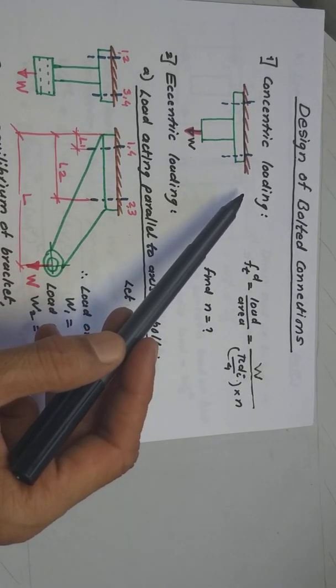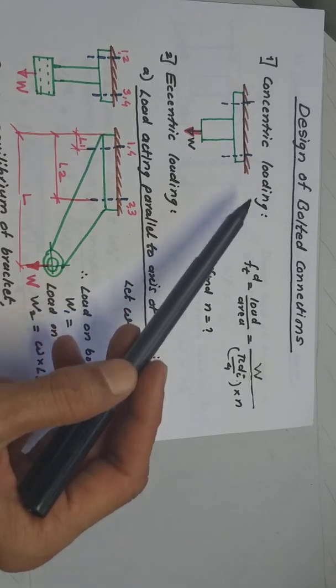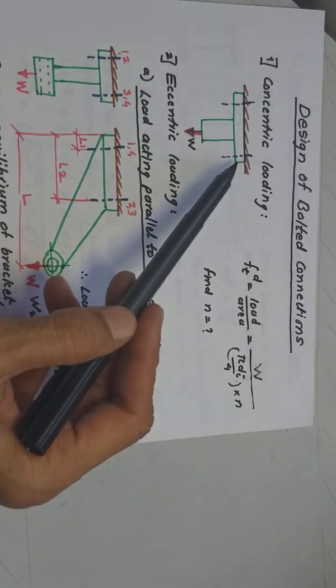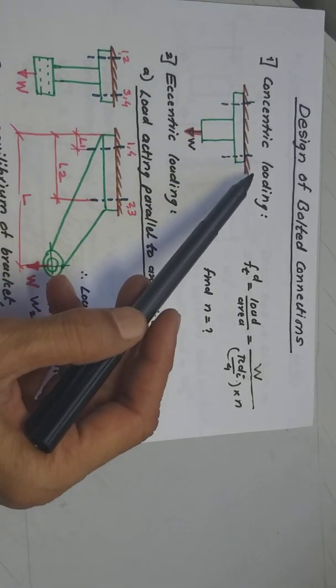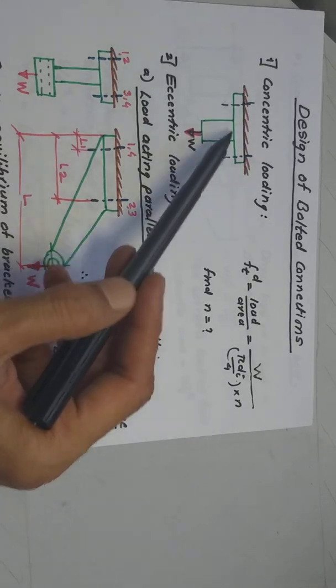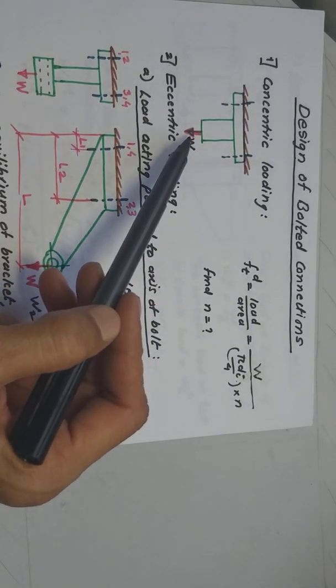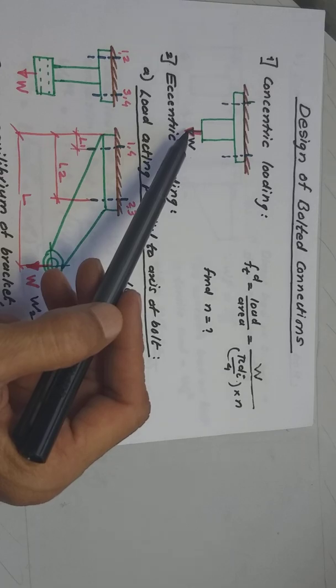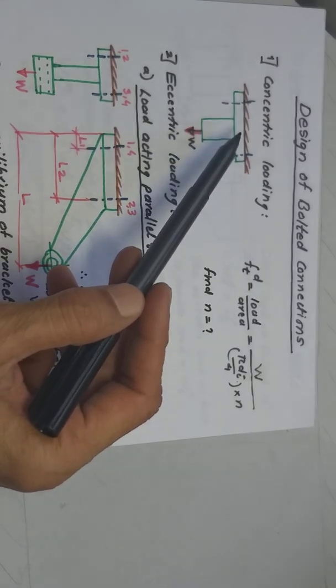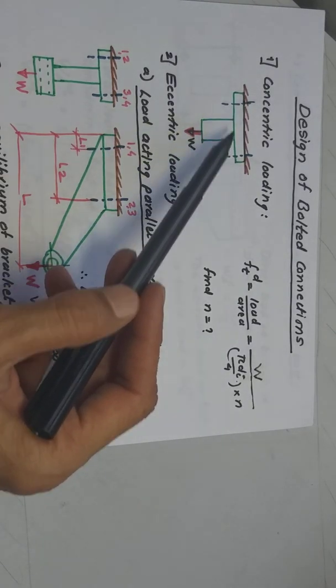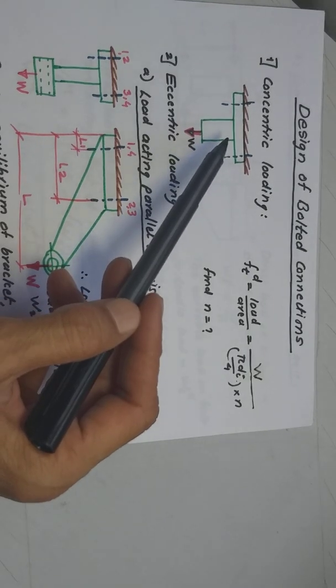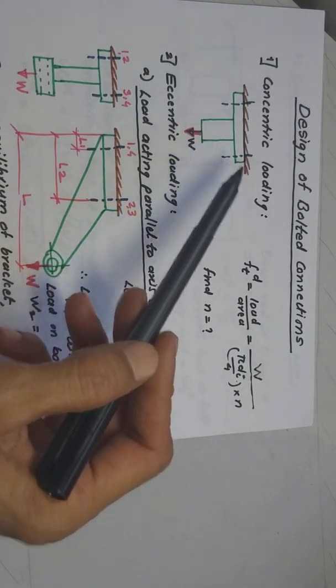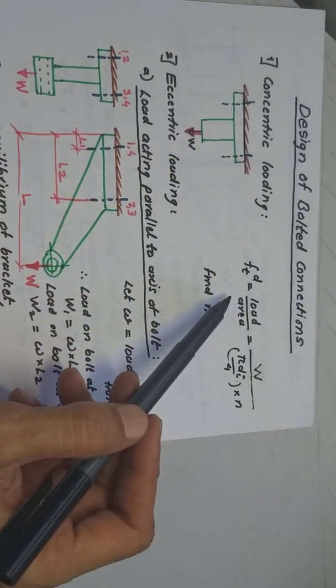First thing is concentric loading. As you can see here, there is a bracket which is fitted to the frame with the help of, let us say, 4 bolts, and the load is applied over here. Now the load is passing from the center of gravity, therefore all the bolts are getting equally loaded. So in such condition, the case is very simple.